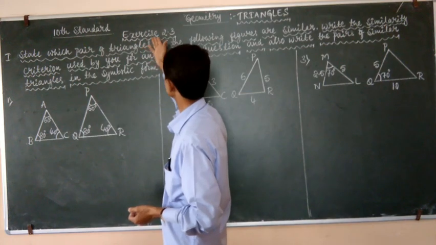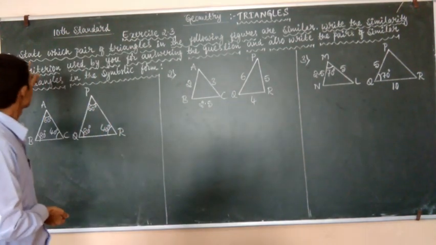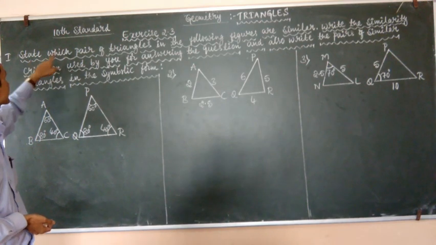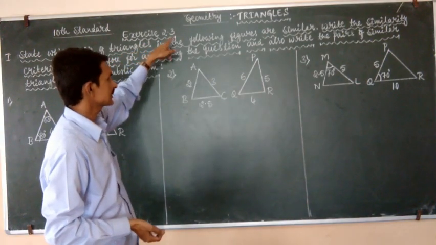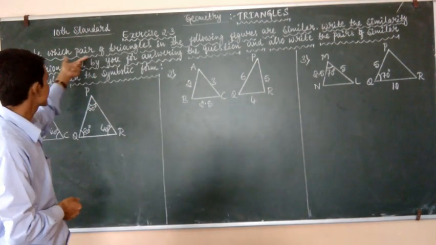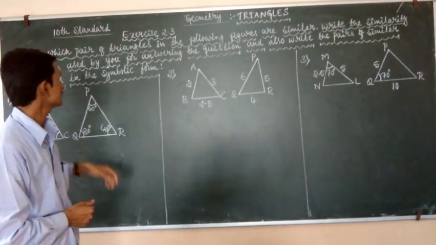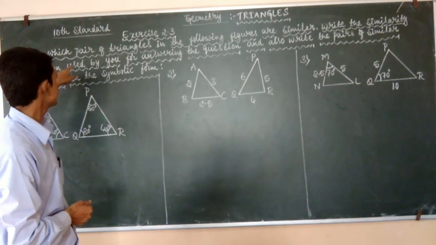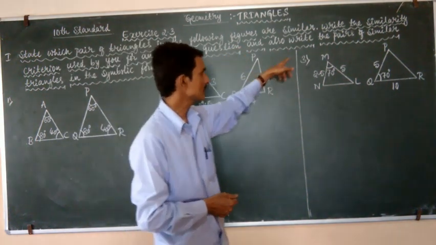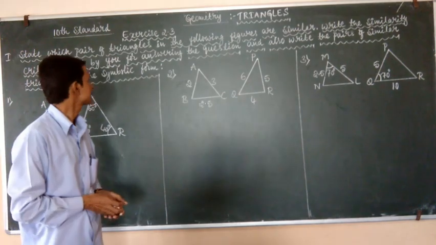Here in the exercise 2.3, the first problem is there. The problem is: state which pair of triangles in the following figures are similar. Write the similarity criterion used by you for answering the questions, and also write the pairs of similar triangles in the symbolic form.